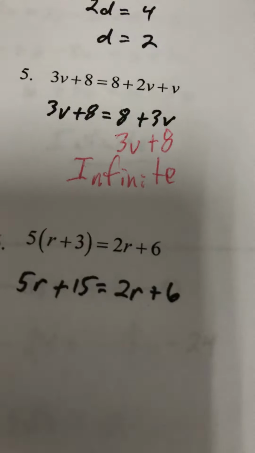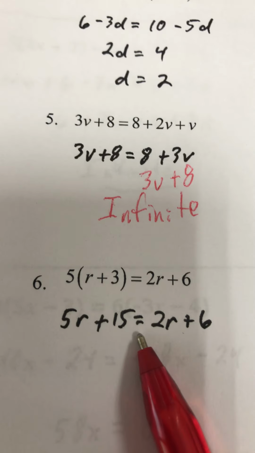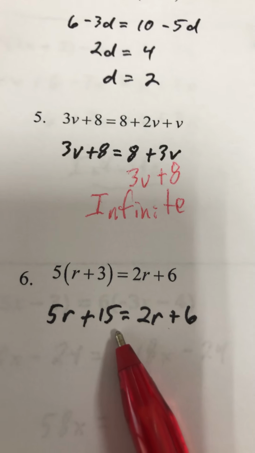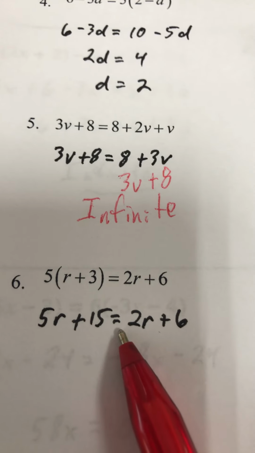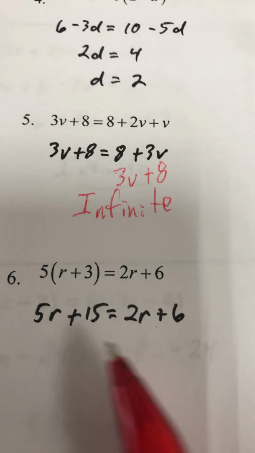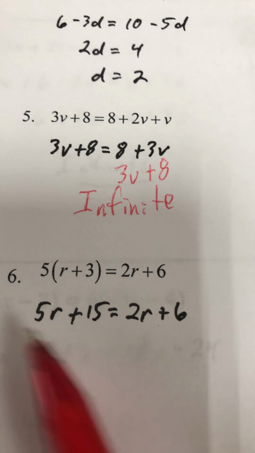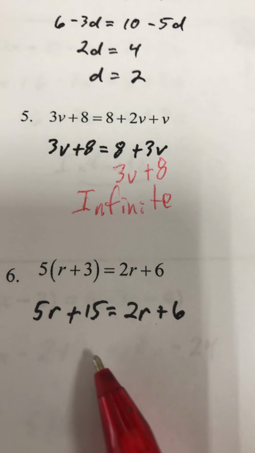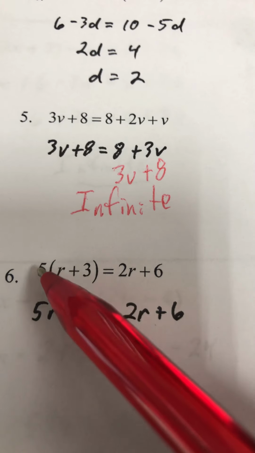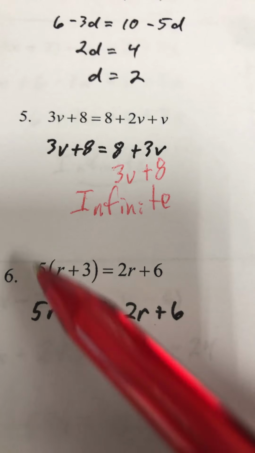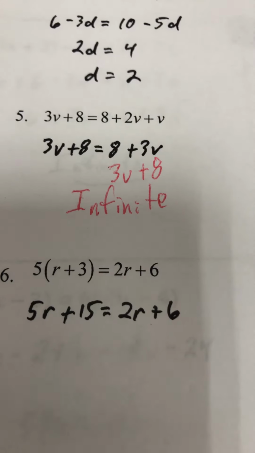solutions. Okay, I started this number 6 because then I realized, oh man, I'm doing even ones too. So here's a starter for number 6. You go ahead and finish it. Go ahead and subtract 2r from both sides, and then I would subtract 15 from both sides after that. Notice I used the distributive property for you. 5 times r is 5r, 5 times 3 is 15.